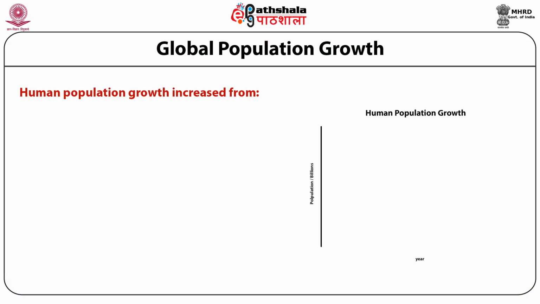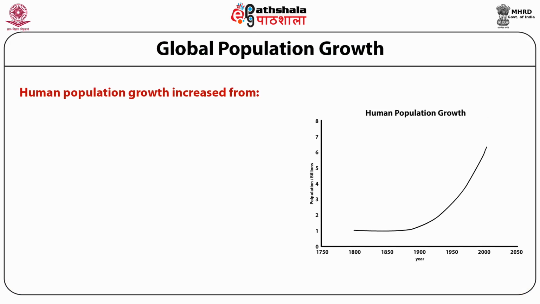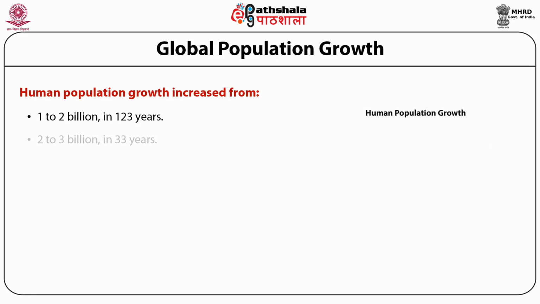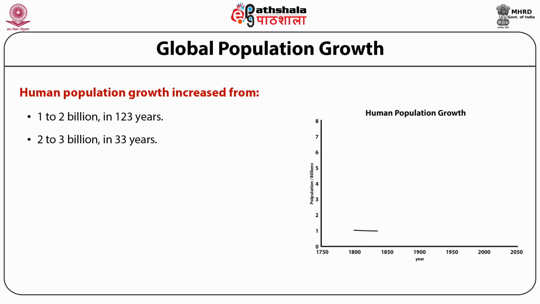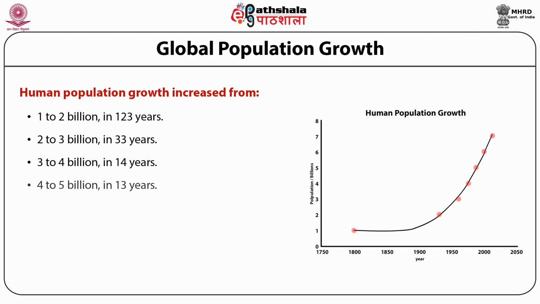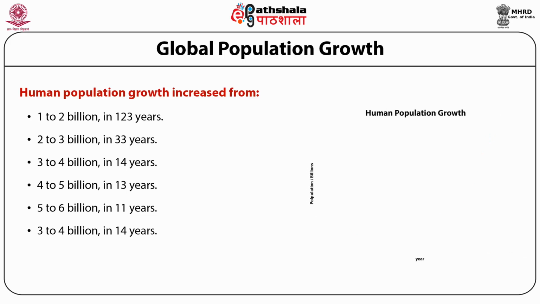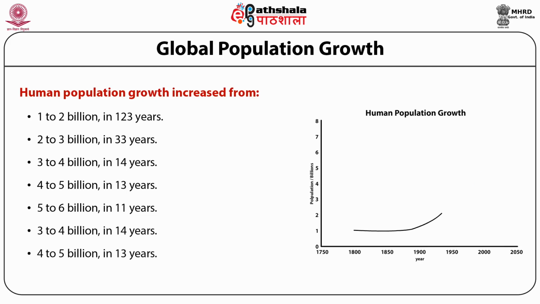Human population growth increased from 1 to 2 billion in the first 123 years, 2 to 3 billion in 33 years, 3 to 4 billion in the next 14 years, 4 to 5 billion in 13 years, and 5 to 6 billion in the next 11 years.